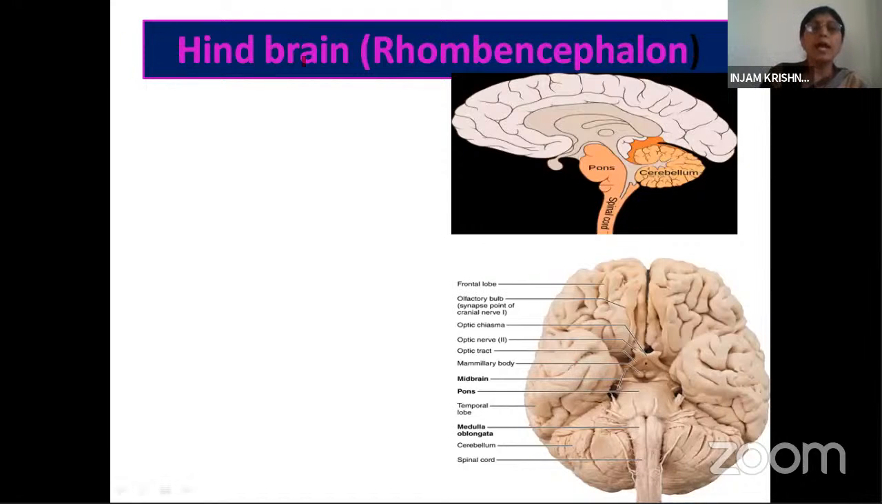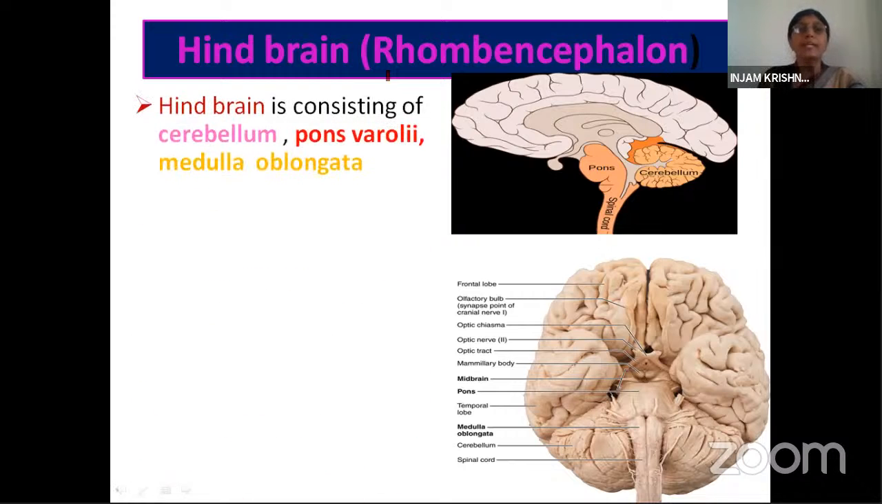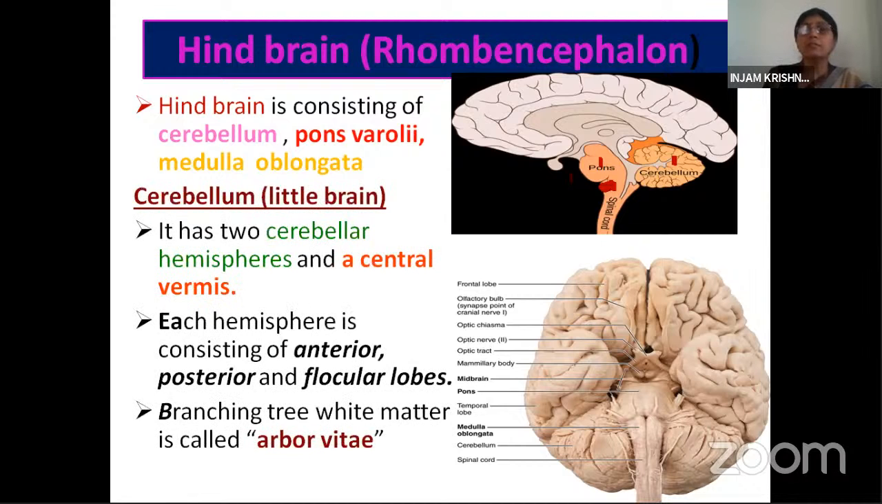Next, we'll go to the other part, that is hindbrain or rhombencephalon. This is the third part of the brain. The hindbrain consists of 3 parts: cerebellum, pons varolii, medulla oblongata. These 3 parts together form the hindbrain. Pons, cerebellum, here they didn't write it actually. This is the medulla oblongata. The first part is the cerebellum.